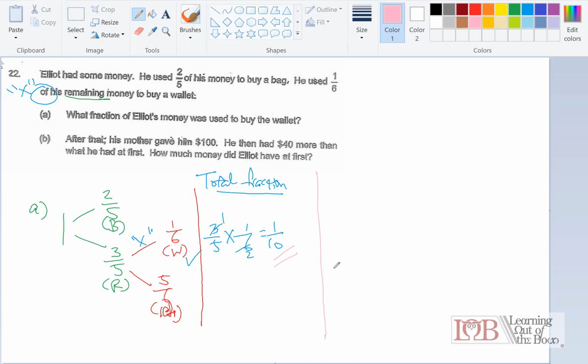Okay, so something happened later for parts B. Let me use another color, maybe purple. After that, his mother gave him $100. Okay, so there is a change here. A change here which, after what is left, there is an addition of $100, and then it's being compared to what he had at first. Okay, so what he had at first is actually 10 units.